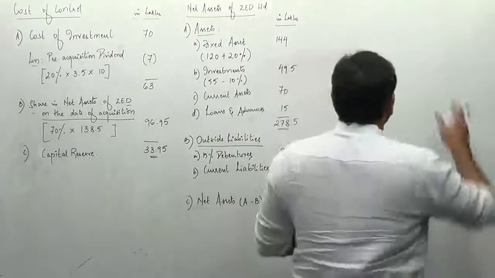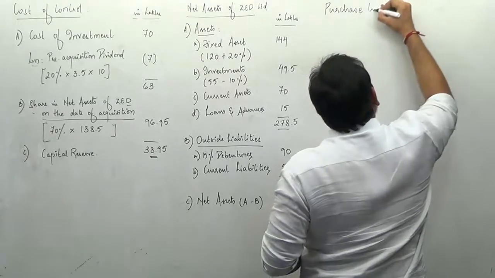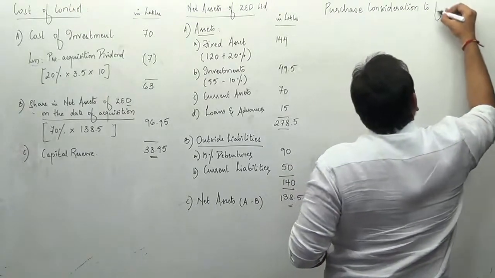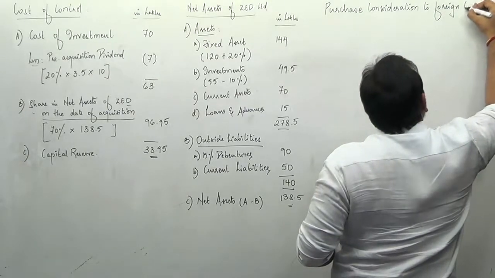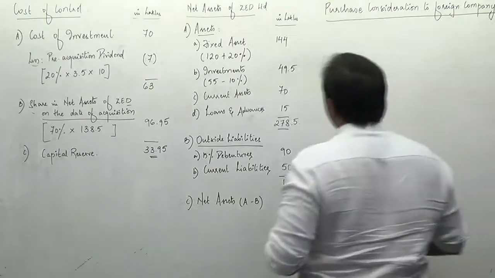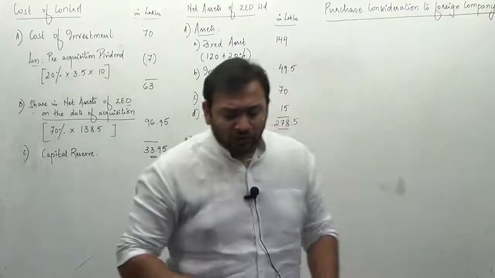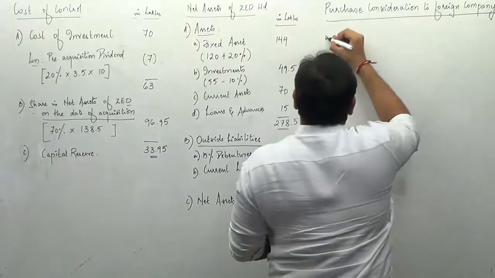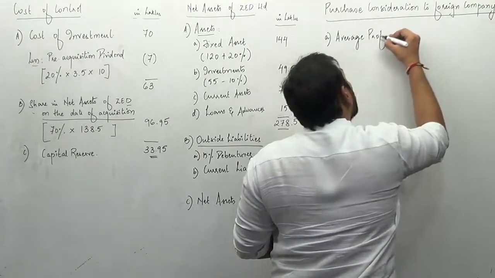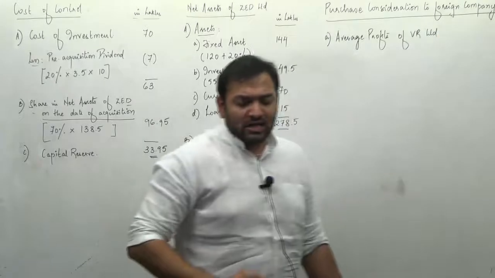Put on a heading: Purchase consideration to foreign collaboration company. PC to foreign company. The method of calculation is capitalization of yield. So for this purpose, let's first start with computation of average profits. Average profits of VR Limited. VR Limited is the company whose shares are being acquired.